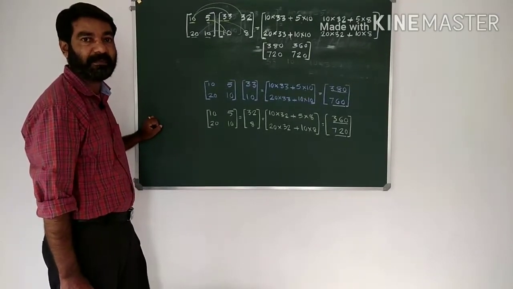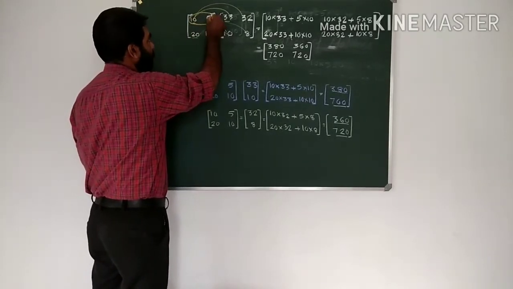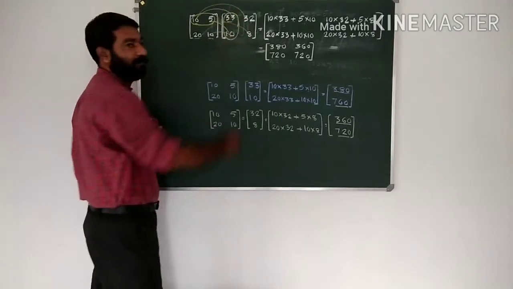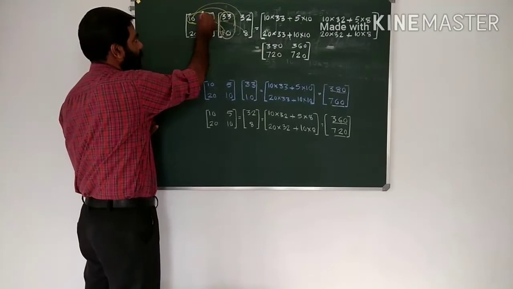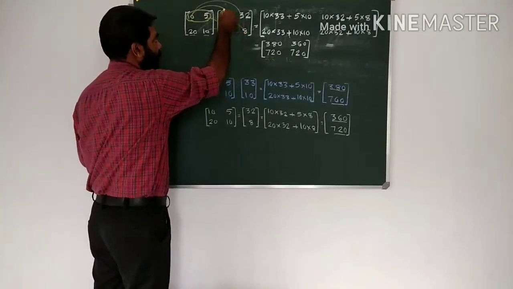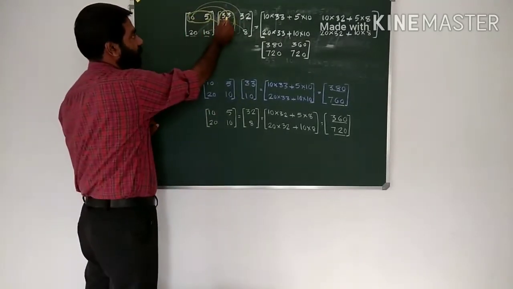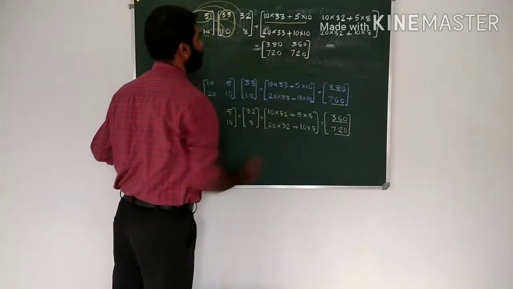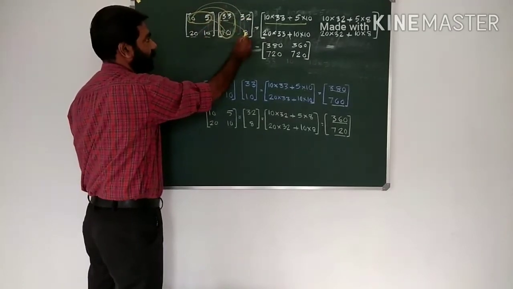This is matrix multiplication. The elements of the first row of the first matrix multiply with the elements of the first column of the second matrix: 10 into 33 plus 5 into 10, the first element. Then 10 into 32 plus 5 into 8, the second element.